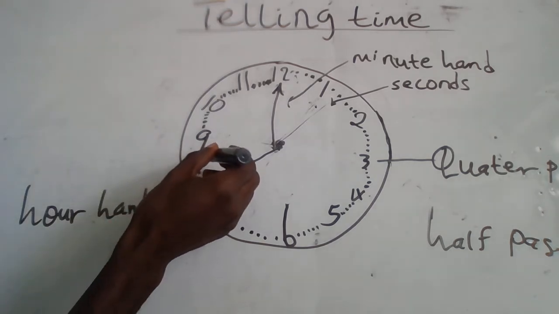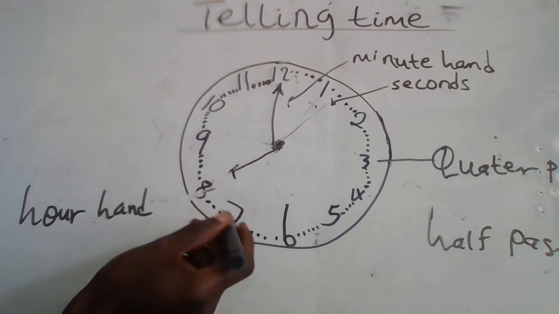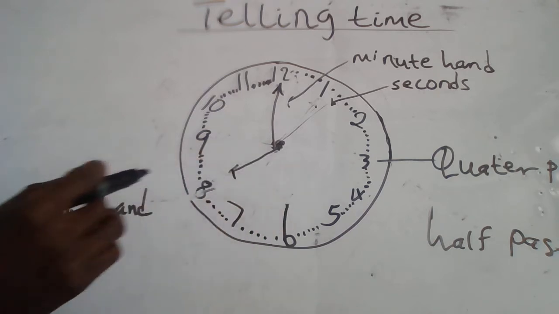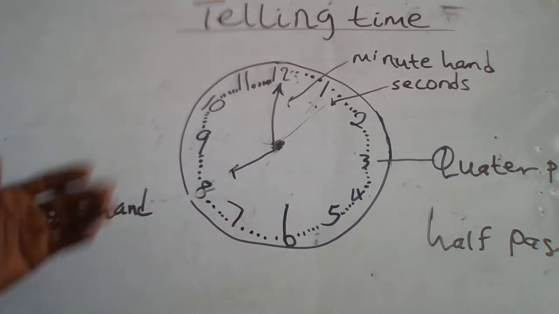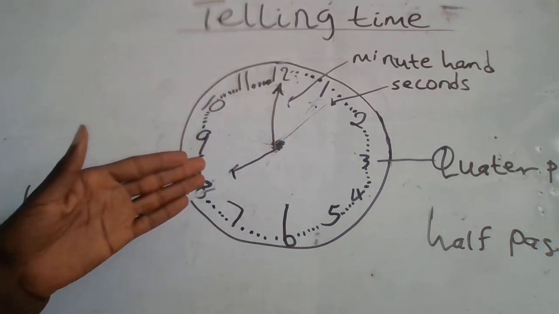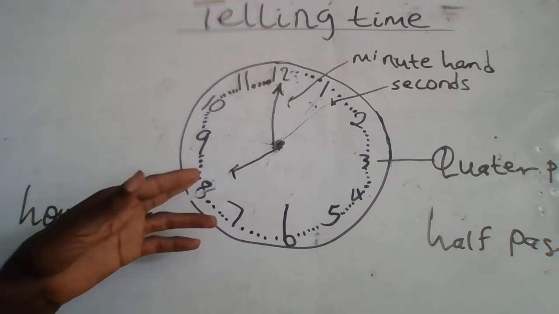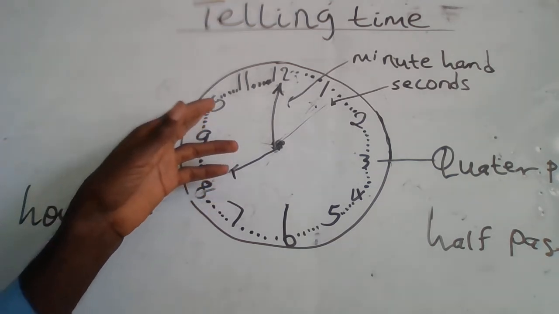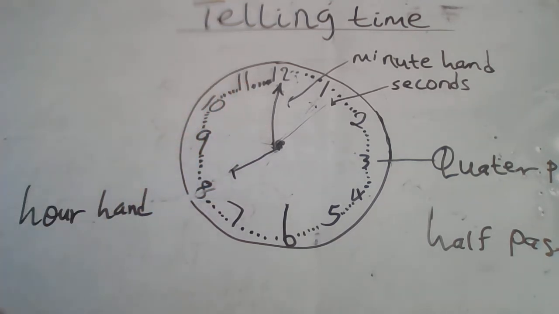So these points here are the minutes that are in the hour. The points here represent the minutes. So if you count the points, if you know how to read the points very well, you'll be able to read the exact time that is there.